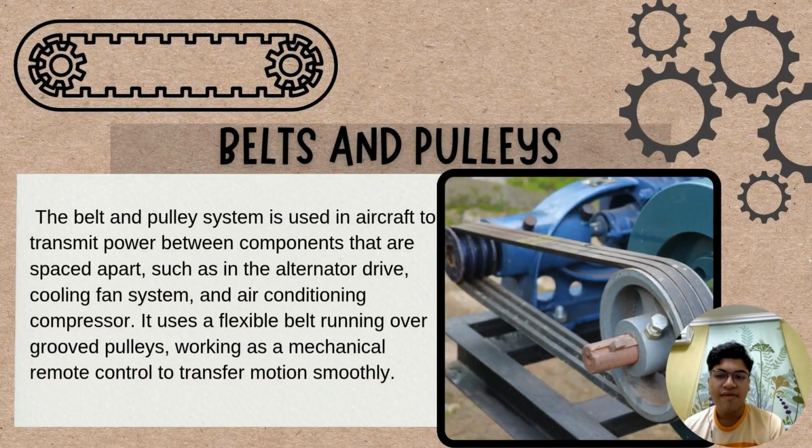Next, we have the belt and pulley system. This system is used when power needs to be transferred between two components that are a bit farther apart, for example, in the alternator drive, cooling fan system, and air conditioning compressor of the aircraft. It uses a flexible belt running over grooved pulleys, which allows the motion to be transferred smoothly. It also acts as a type of mechanical remote control, meaning it can move another part from a distance without a direct connection.